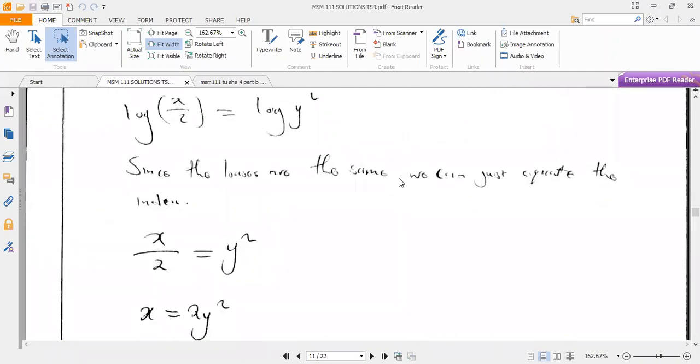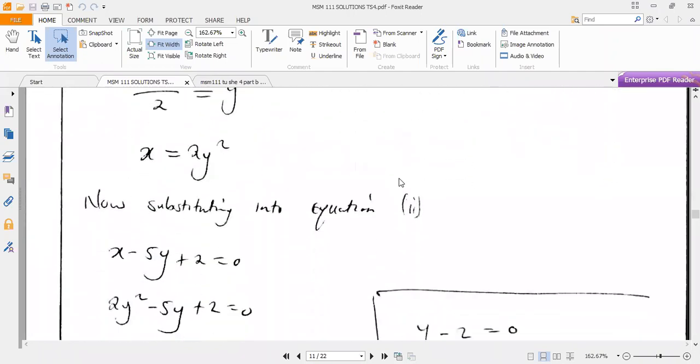Using that equation, you're able to see that where this x is, we're putting this expression there. So we have 2y squared minus 5y plus 2 is equal to 0. Now when you look at this, it tells us that the power is 2. It's a polynomial of degree 2.